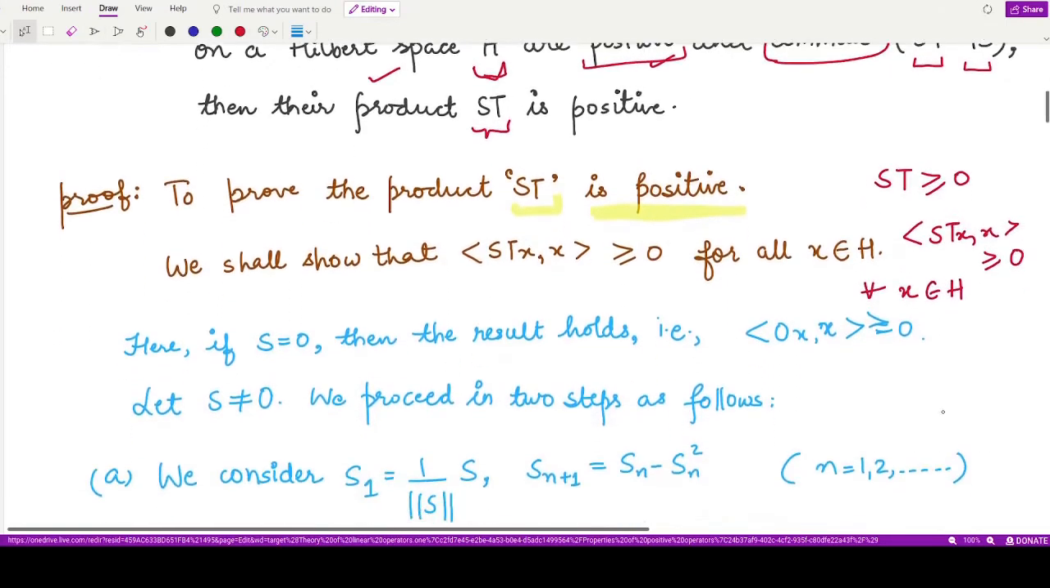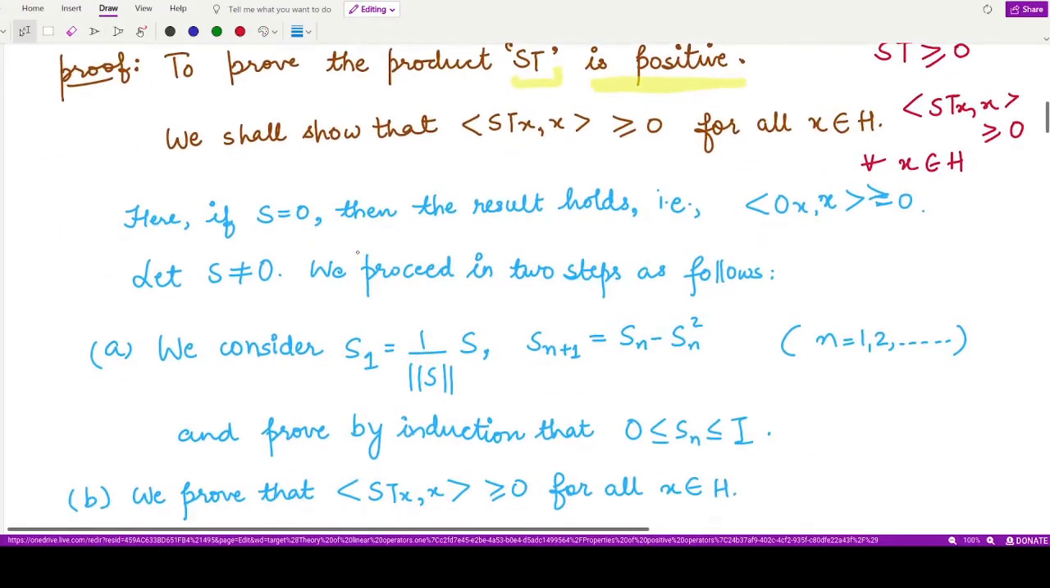Now here again we have two cases. First of all, if our operator S is identically a 0 operator, this is not exactly 0, this is the 0 operator, in that case the result holds. Why? Because in this case we would be taking the inner product of 0x with x, which is obviously greater than or equal to 0. So the result would hold in this case, and obviously the product would be a positive operator. But what if the operator is not 0? What would happen in this case? Let's see the result here.